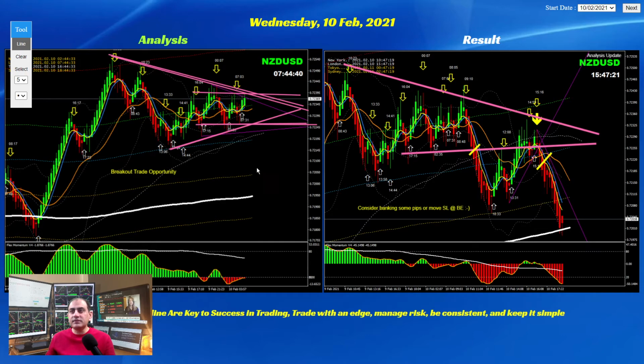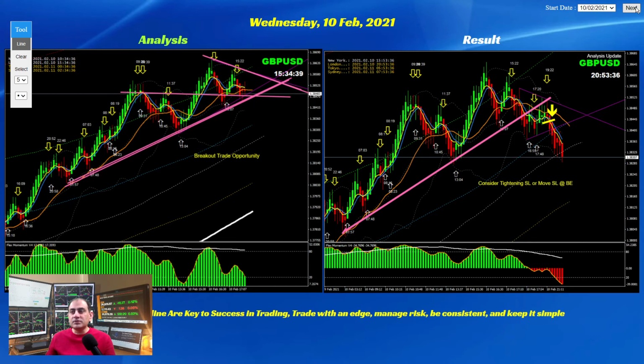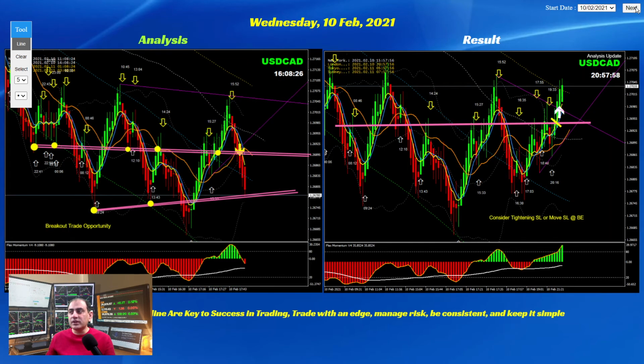Kiwi dollar, pretty straightforward. You can see here a triangle pattern, we broke and banked beautiful pips afterwards. As I always mention, after the breakout, pullback short trade, beautiful. And Aussie dollar, pretty straightforward breakout short trade. At this level we haven't seen any green candle, price broken, and we're still looking short. Hopefully tomorrow we're going to have another pullback short on Aussie dollar. Pound dollar, pretty straightforward short trade, dollar CAD long trade.